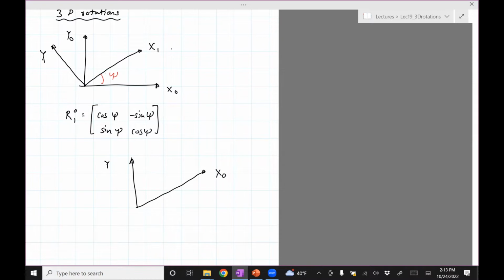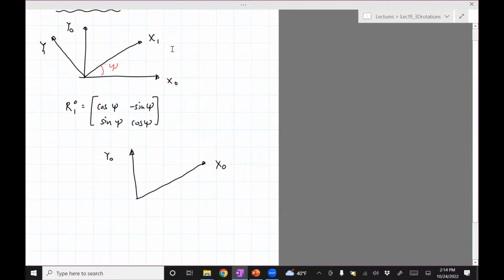This is our x, y, and then z0, which I had not shown, is pointing out of the plane. This angle here is psi, and then this is y1. And because it's rotation about the z-axis, the z-axis itself will not change. So z0 and z1 would be in the same direction.